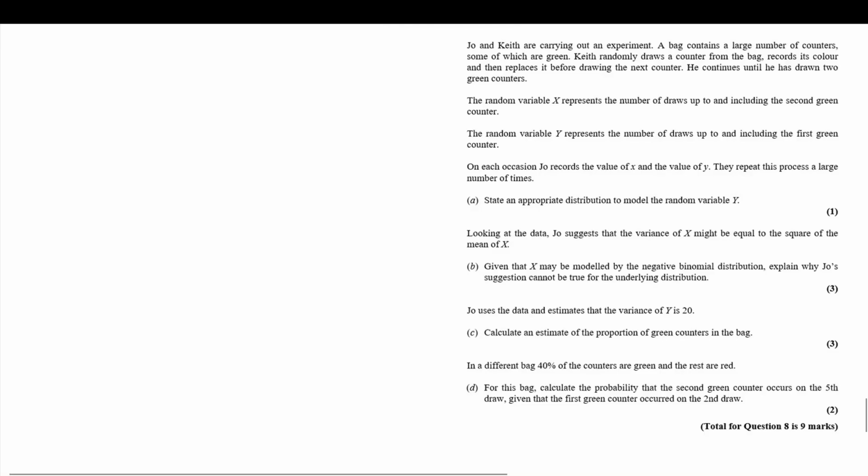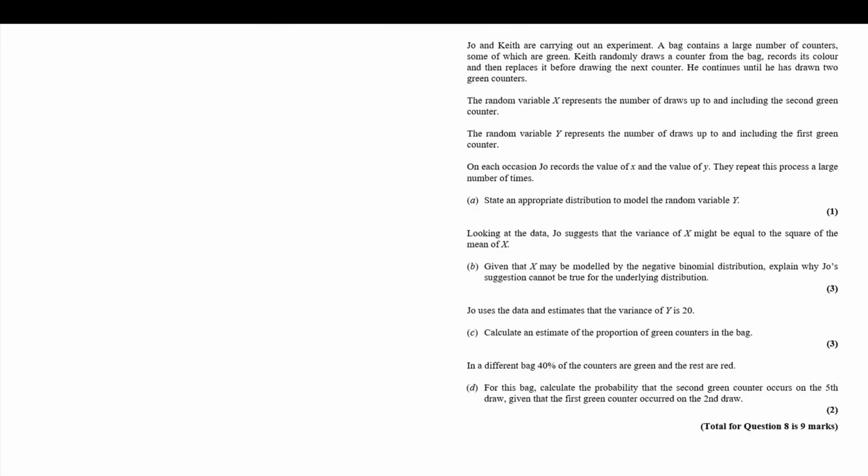Okay, that statement there, that's what let me know we're likely working with the negative binomial distribution. We weren't just looking for the first success, we were looking for 2 successes, 2 green counters. The random variable y represents the number of draws up to and including the first green counter. Okay, and there it is, the geometric distribution. We were only looking for the first success. We have the negative binomial for x and geometric for y.